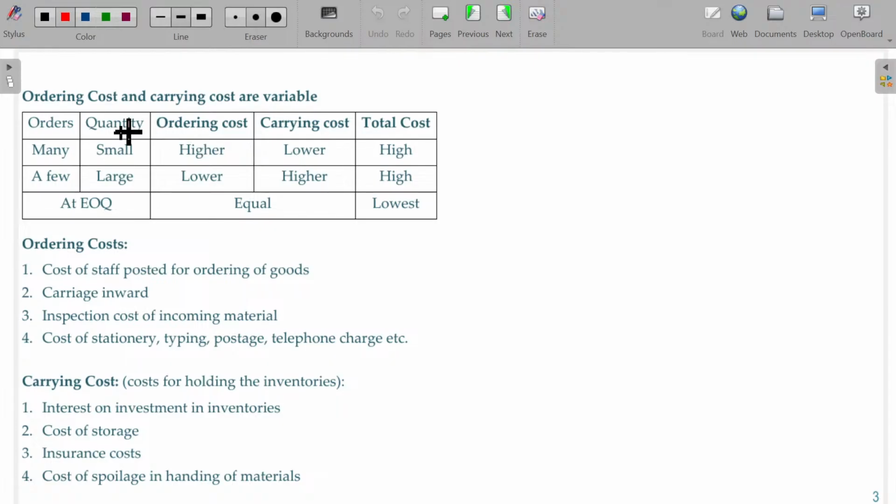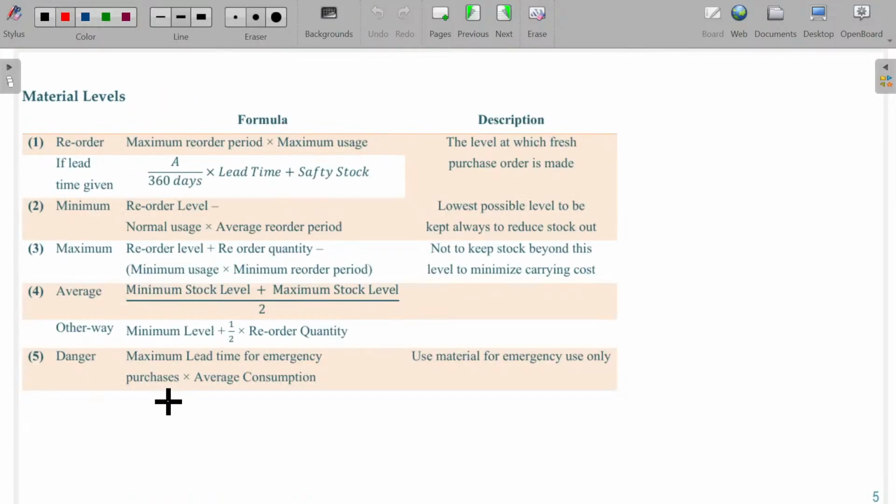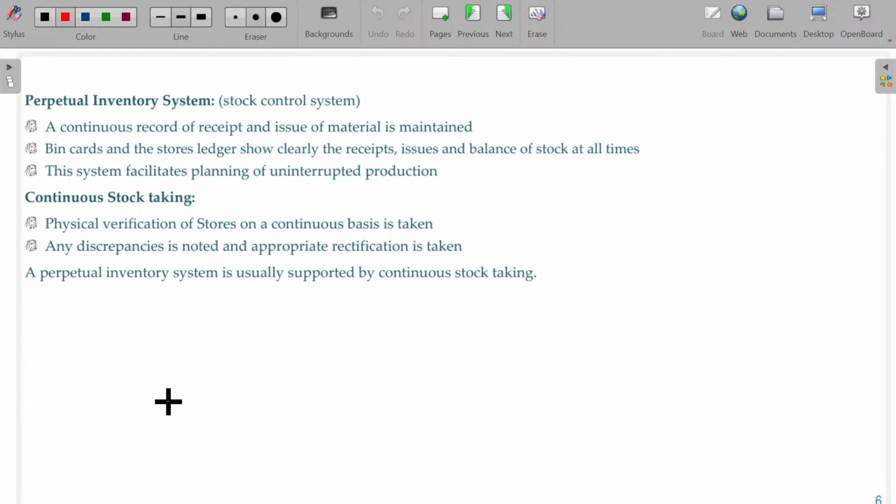And ordering cost, carrying cost. What falls under ordering cost and carrying cost we also discussed. Some assumptions and all. Inventory stock control system. We have the perpetual inventory system. What is called the perpetual inventory system? Whenever stock comes in, immediately you add and record it properly. When the stock is issued, immediately subtract from your stocks available. So you will be able to find out absolutely what stock you have in the godown.